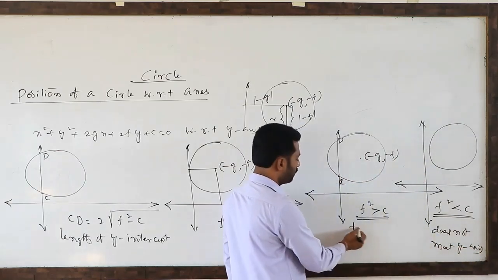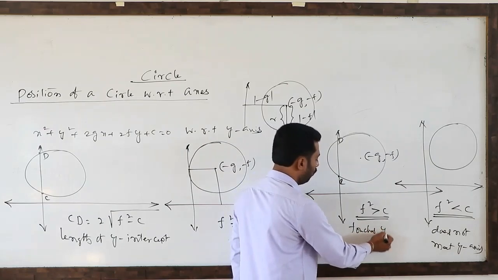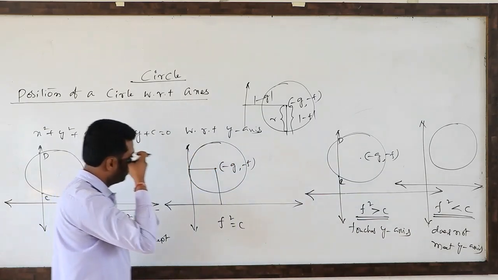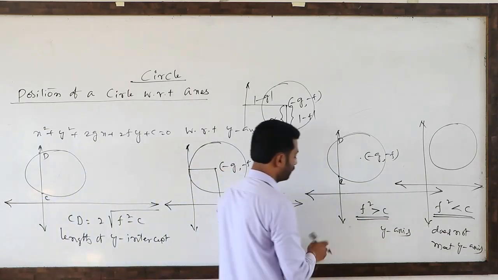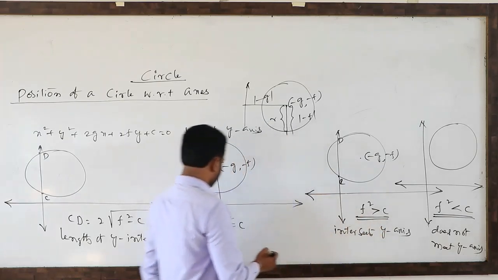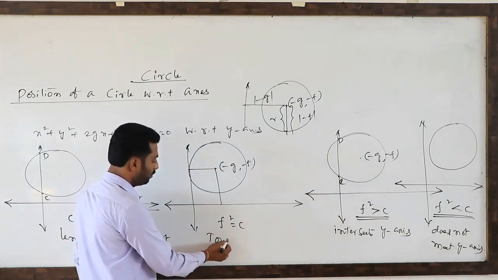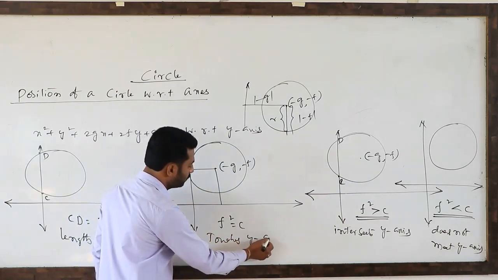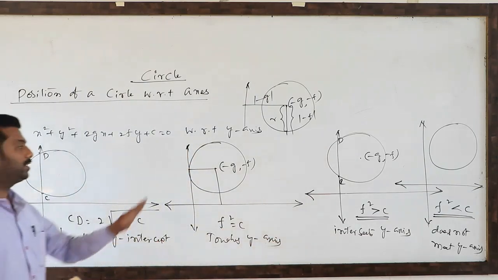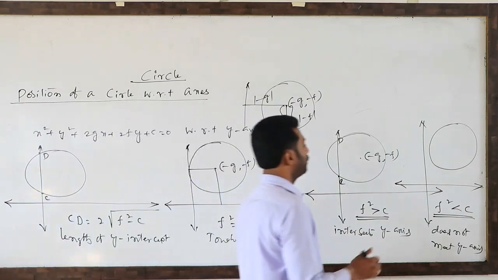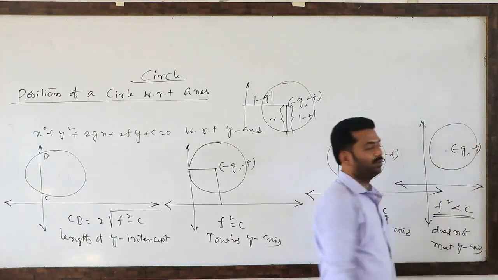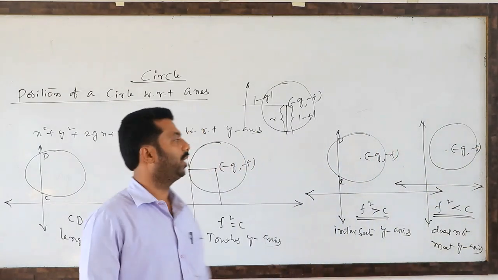This is touching the y-axis. This is intersecting the y-axis. This is touching the y-axis. This is the length of the y-intercept. So this is the position of the circle with respect to the y-axis. So these are the points you have to remember with respect to the x-axis and with respect to the y-axis.